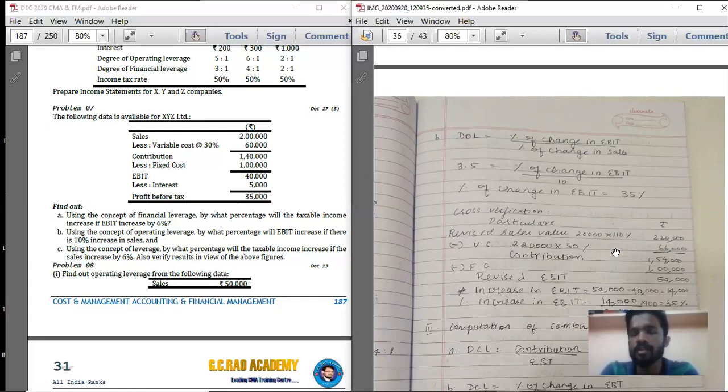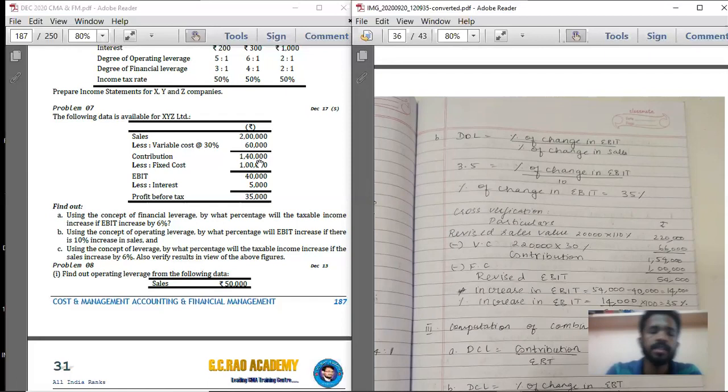Below that, less fixed cost. Irrespective of the change in sales, it will be fixed. We know that the concept of fixed cost is that it will always be fixed in total. So less fixed cost, amount column within bracket 1 lakh. Now underline it. 1,54,000 minus 1 lakh, amount column put 54,000. So what is this 54,000? This is revised EBIT. If you deduct fixed cost from contribution, you will get EBIT.